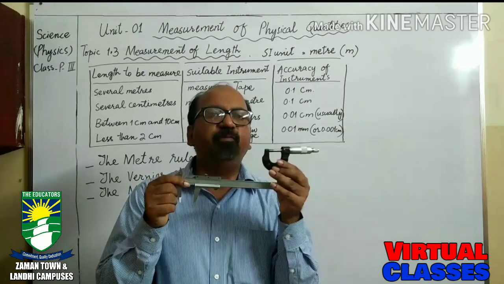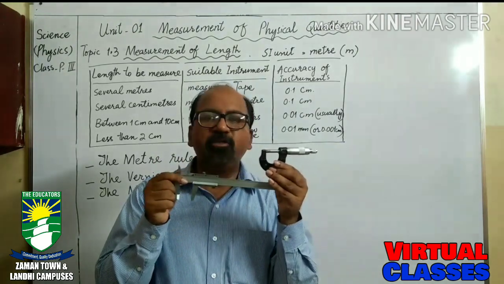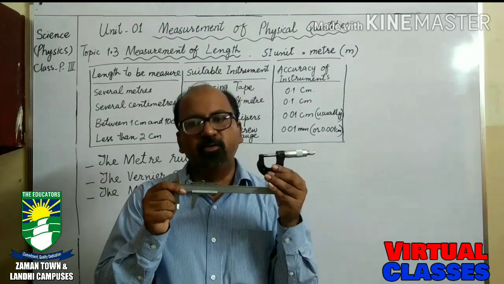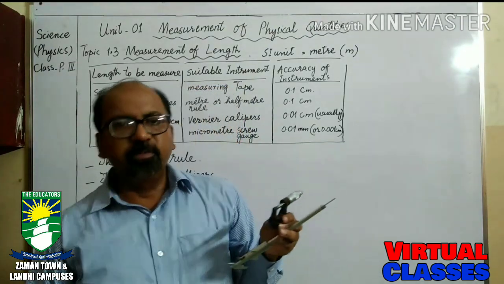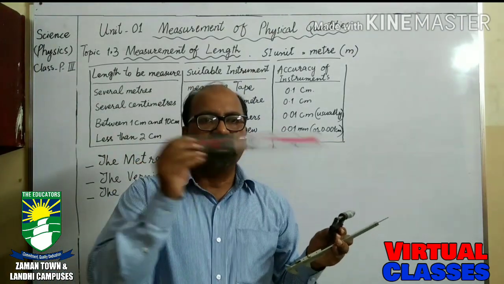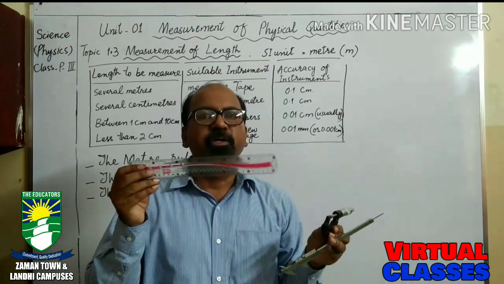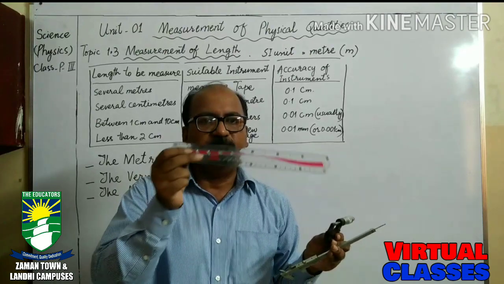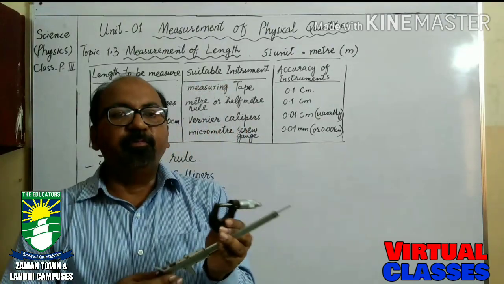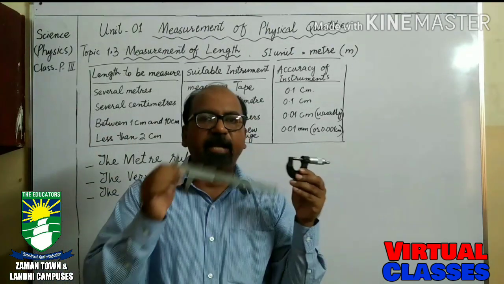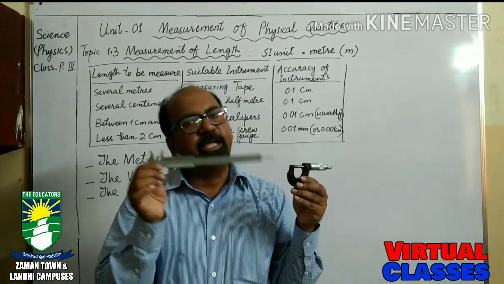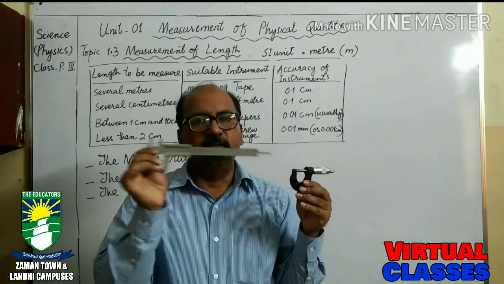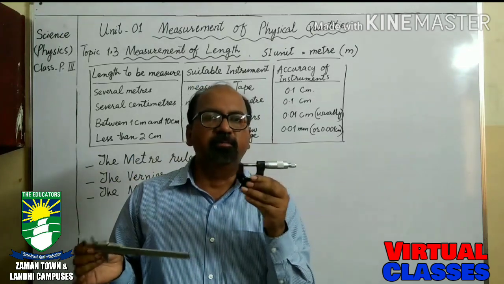Because if we want to measure the diameter of a smaller ball, it is impossible to measure with the help of scale, because cylindrical or round or spherical things cannot be measured with the help of scale, but with the help of screw gauge and Vernier calipers, we can easily measure the cylindrical or ball-shaped objects.